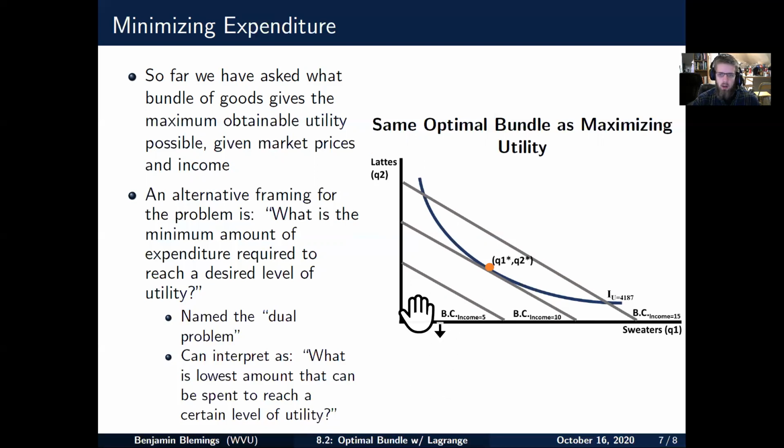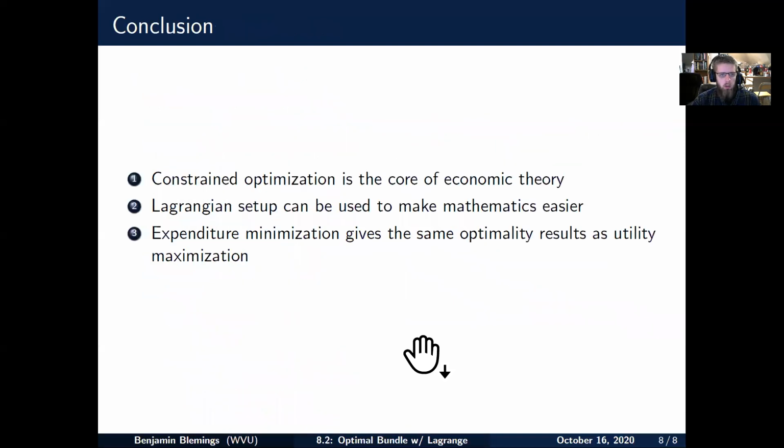And then the other one is that we will be using this solution method in further units in this class when we talk about firms. And so they're important. And basically what I want you to take away is that we have this constrained optimization, which is at the core of economic theory. We're going to derive a lot of economic predictions using just this setup right here. And this Lagrangian setup that I showed you today can be used to make the mathematics and the algebra easier, as long as you understand the calculus of what's going on. And then just that expenditure minimization will give you the same optimality results as the utility maximization problem. So it's pretty important to know that as well.